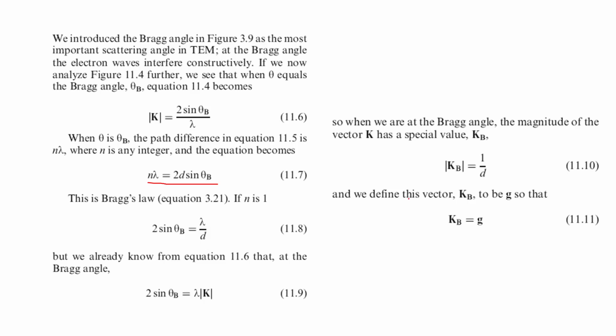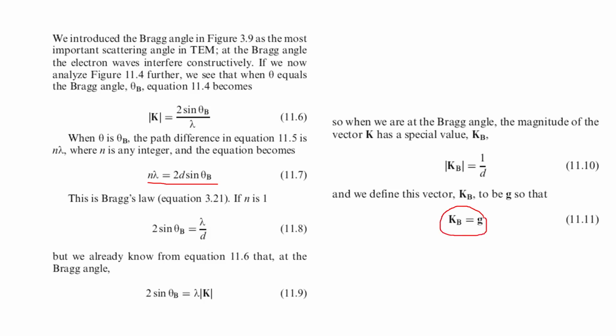If you compare these two equations, then you will get the magnitude of k is equal to 1 by d. So this is basically the reciprocal of your d spacing, and the reciprocal of your d spacing is given by a vector g, which we will discuss in the next slide.